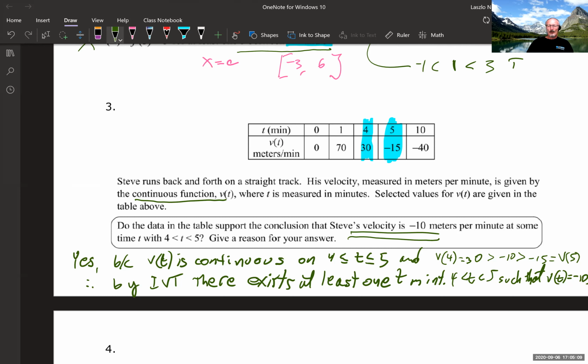All of these things are necessary. I think we've discussed the necessity of stating the hypothesis that v of t is continuous 4 to 5 inclusive, that basically v of 4 is greater than -10, which is greater than v of 5. But the other component is the following. We need to use the name IVT, and we need to identify the fact that there exists at least one t, but that this t is inside the interval right here, and that, of course, v of t will be -10.